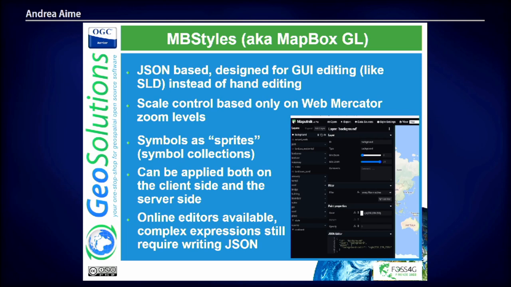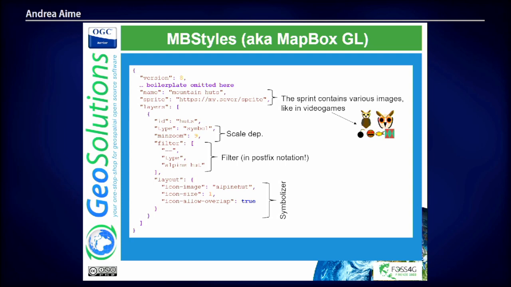MB styles, Mapbox GL styles, is JSON-based, and is definitely designed not for hand editing, but for GUI editing. For example, using Maputnik, which is a popular open source style editor for Mapbox styles, which is all point and click. It has a few things that annoy me a lot, like it's only working with WebMercator because all the scale dependencies are expressed as zoom levels in WebMercator. It's strange in that, for example, symbology points to sprites, which are these large images with many sub-images inside, and then you say which sub-image you want to use.